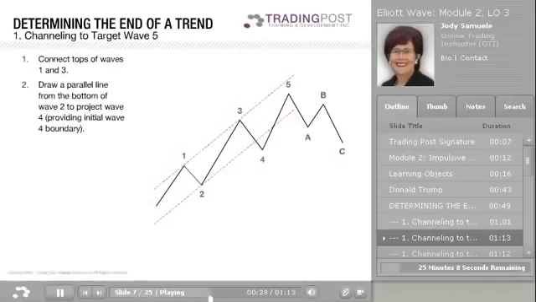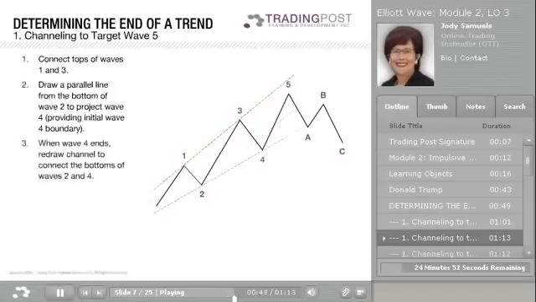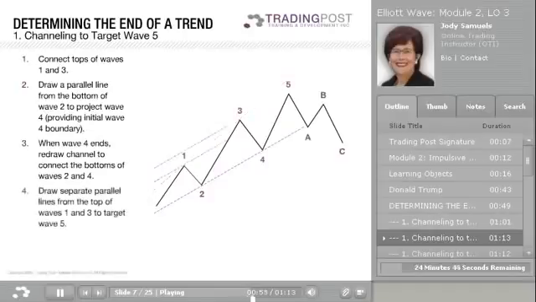At this point for step 3, wait until wave 4 is complete and redraw the channel, starting by connecting the bottoms of waves 2 and 4. Step 4 is to draw a parallel line off the tops of each of the waves 3 and 1, as before. Finally, step 5 is to draw the parallel line halfway between the lines off waves 1 and 3. The wave 5 target should fall within this range. Sound complicated? It isn't really. It just takes practice.